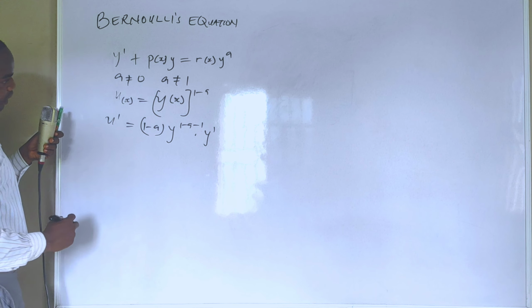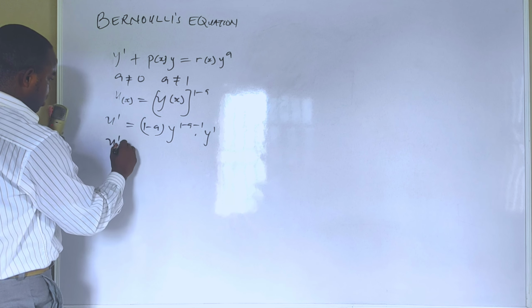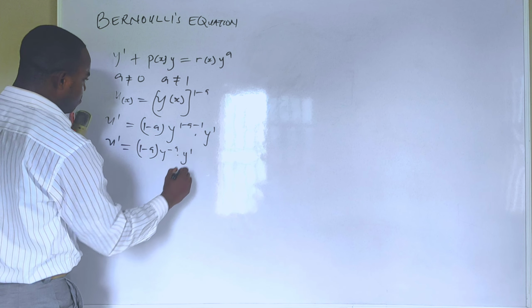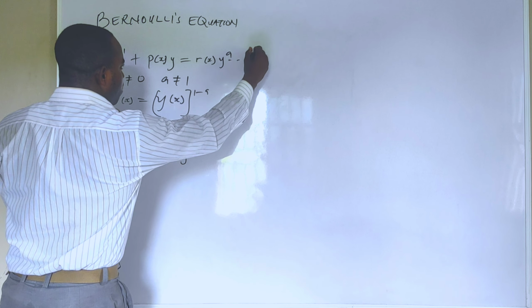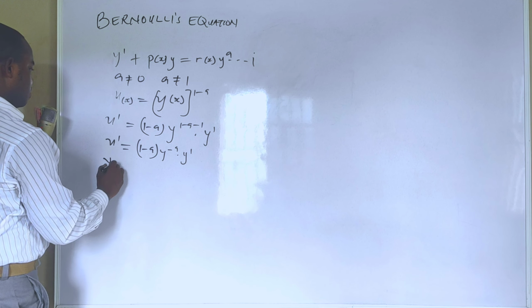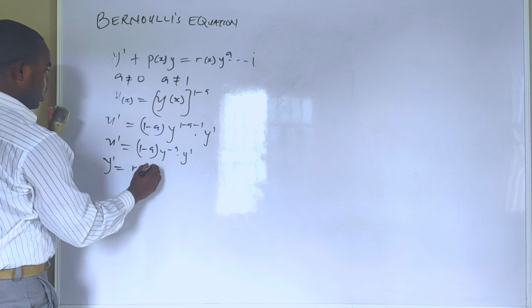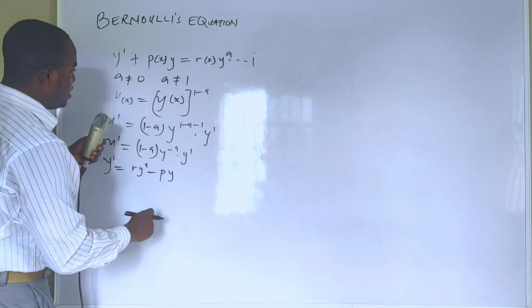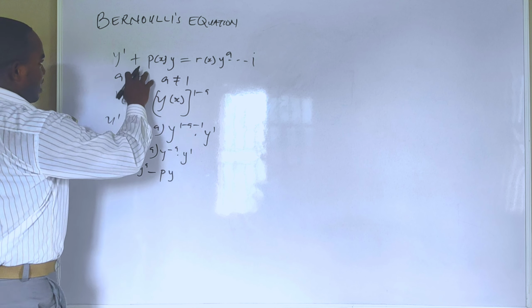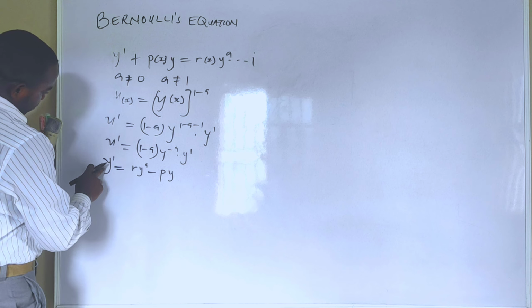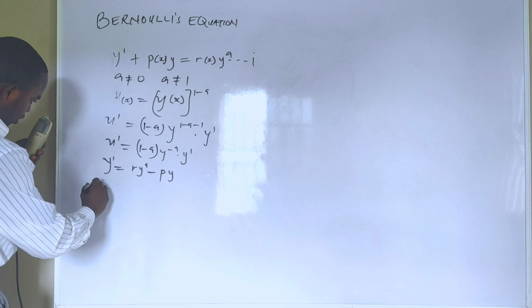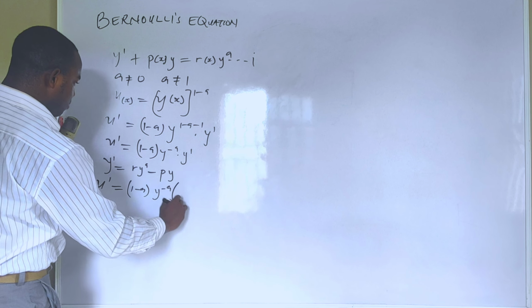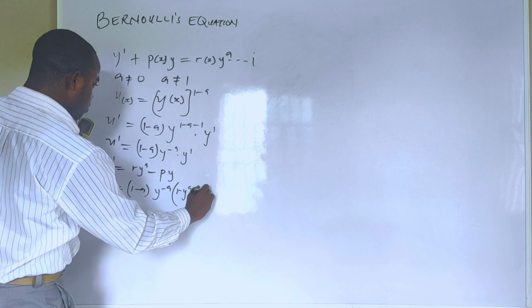Next, the derivative of u is 1 minus a, y raised to power negative a, multiplied by y prime. Call this equation 1. From equation 1, we can rewrite the equation as y prime equals r y raised to power a minus p y. We know p is a function of x. So let us put this y prime here, such that we have u prime equals 1 minus a, y raised to power negative a, multiplied by r y raised to power a minus p y.